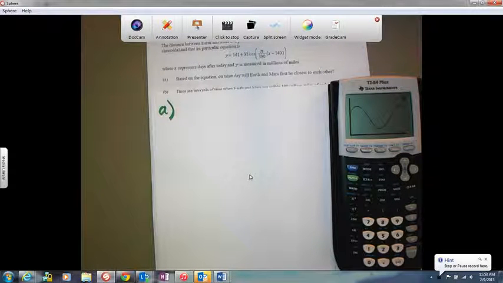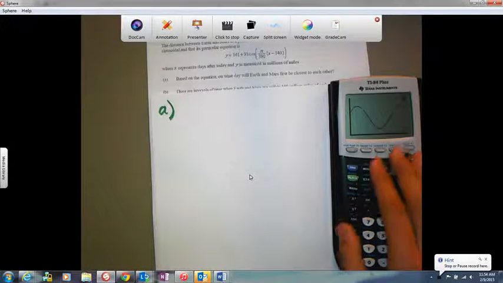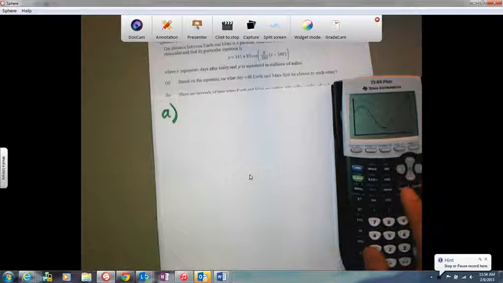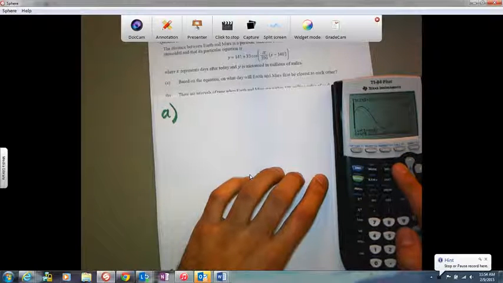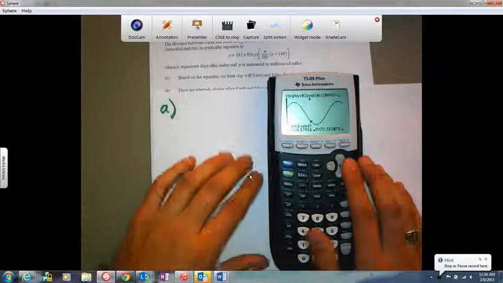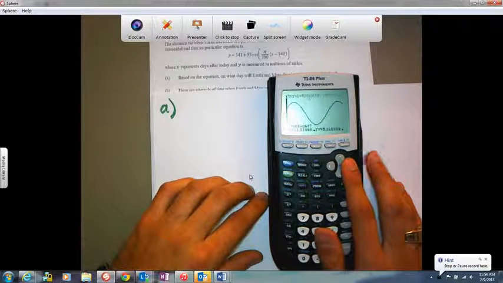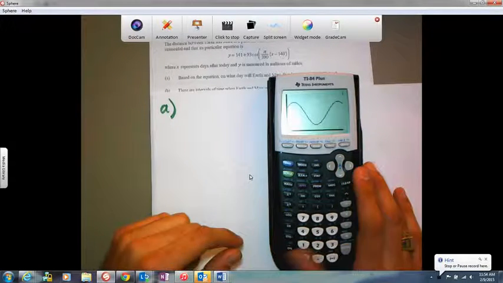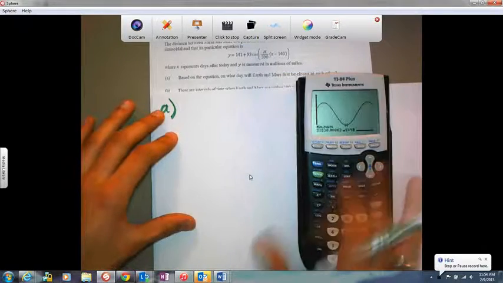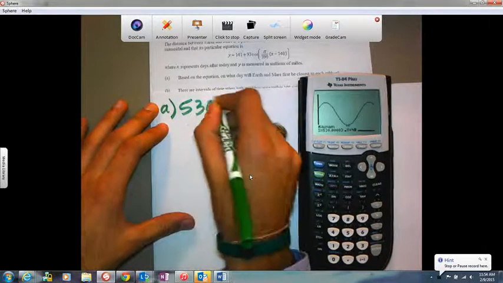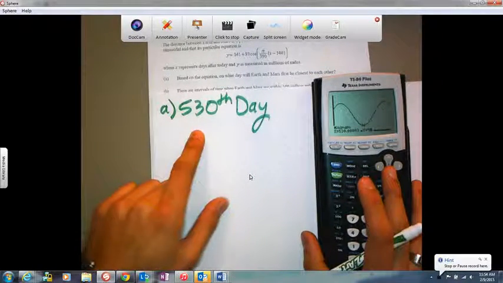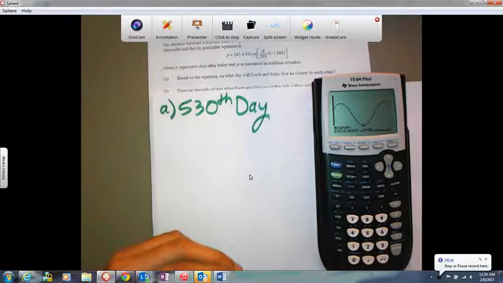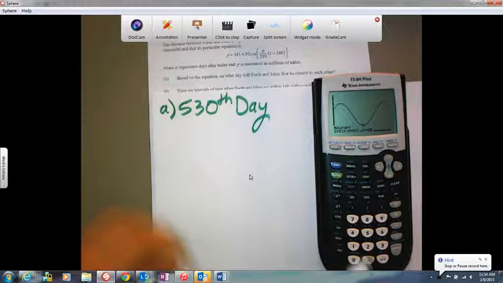Alright, so again, once we've actually plugged in the graph and graphed this, adjusted the window, we can attack part A. Part A was worth 1 point, and if you've gotten part A, the answer is on the board. And again, please ask me questions if you're not sure.